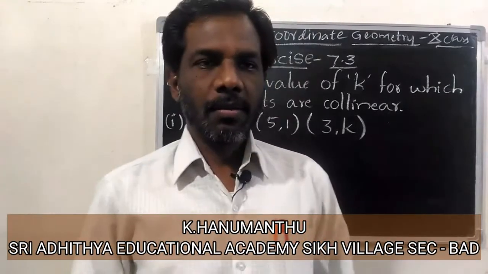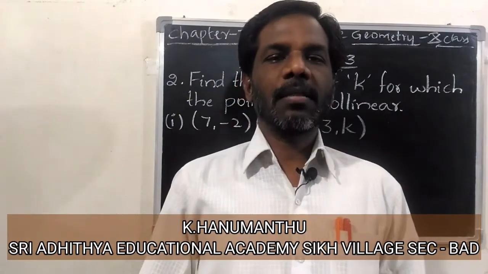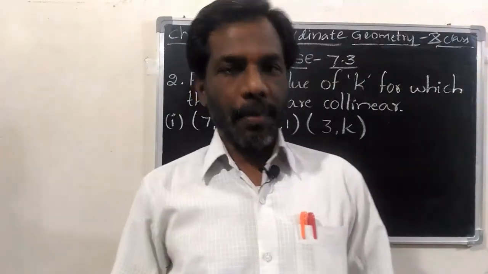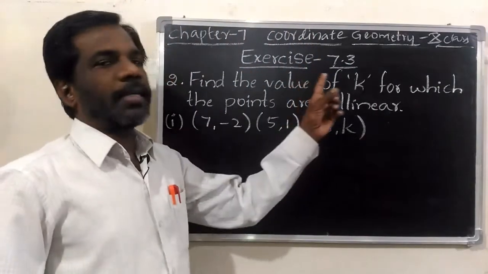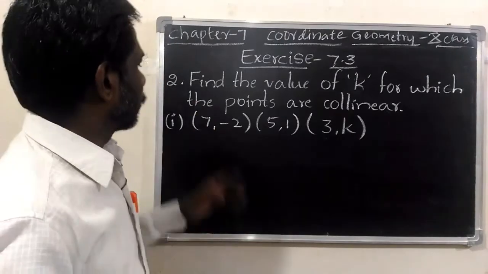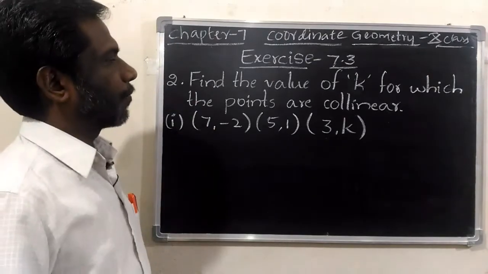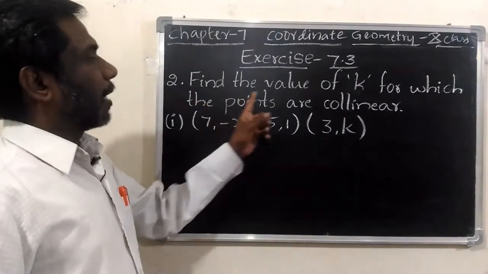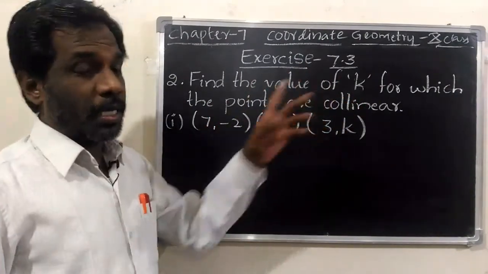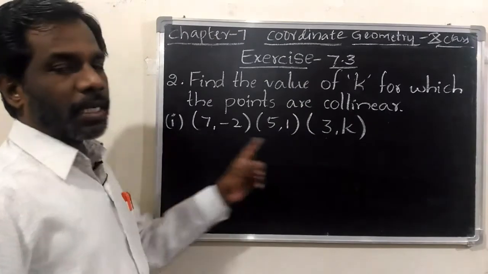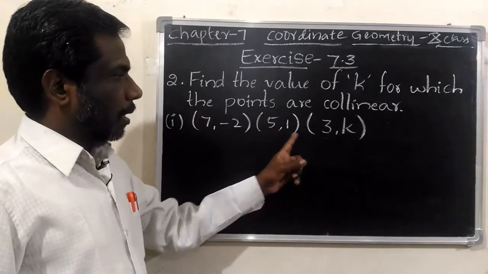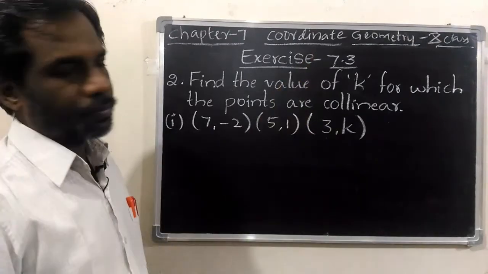Hello students, today I am explaining 10th class maths chapter 7 coordinate geometry, exercise 7.3, question number 2, first bit. So first I read the question. Find the value of k for which the points are collinear. The points are given: (7, -2), (5, 1) and (3, k).